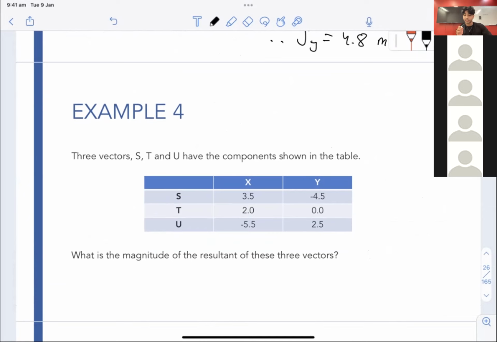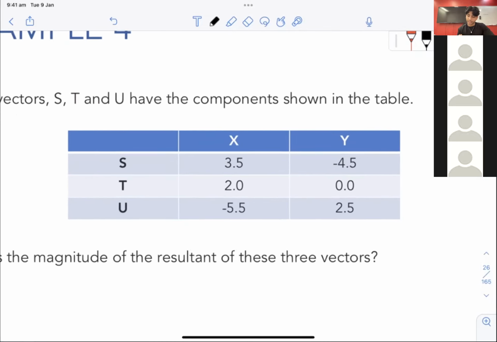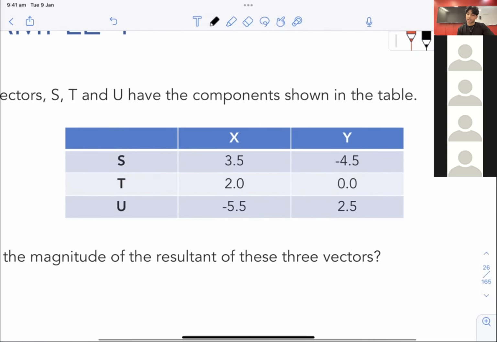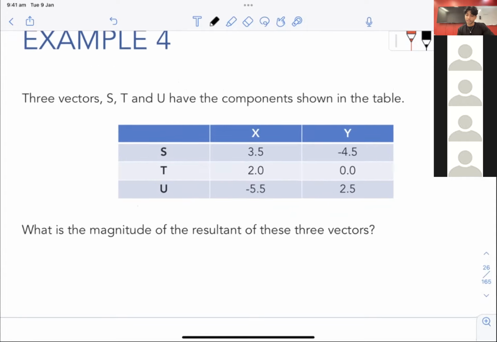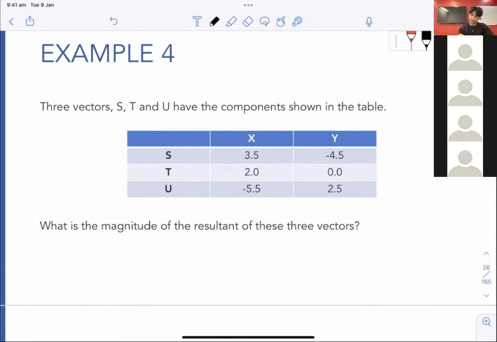We're given three vectors that have components on the table. What is the magnitude of the resultant of these three vectors? Now, we're told that we have x directions and y directions, but the only difference is some are negative, some are positive. So in order to understand what the result will be, we don't need to worry about what direction it is, just need to know that some are negative, some are positive.